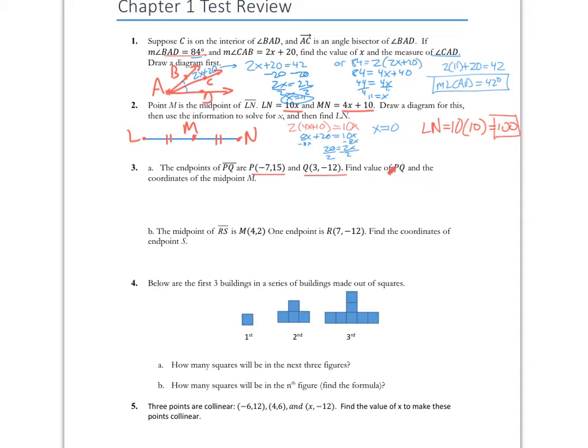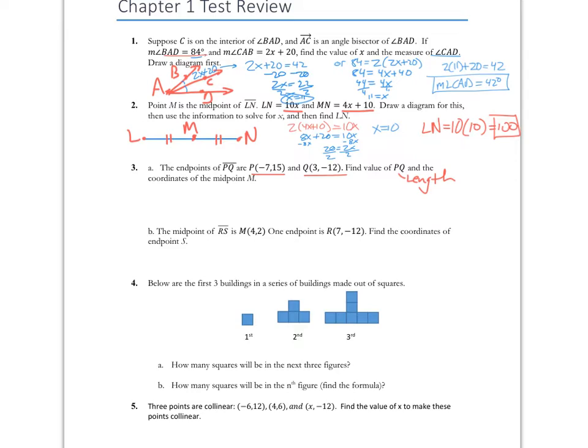But we want to find 2 things. We want to find PQ. Now that doesn't mean say PQ. There it is. Notice there's no bar. That means the length of PQ. Okay. So we want to find the length of PQ and the coordinates of the midpoint, all right?